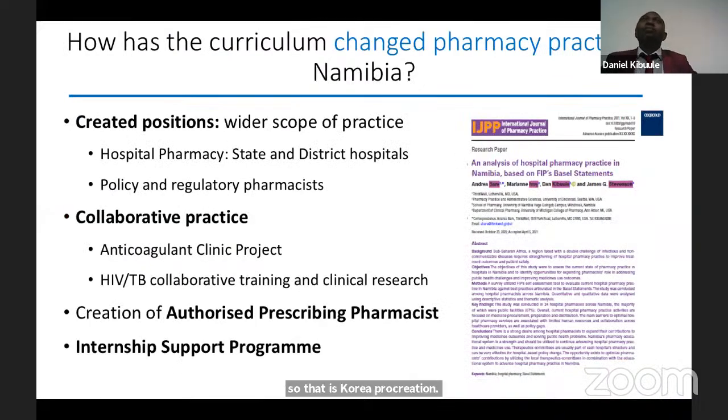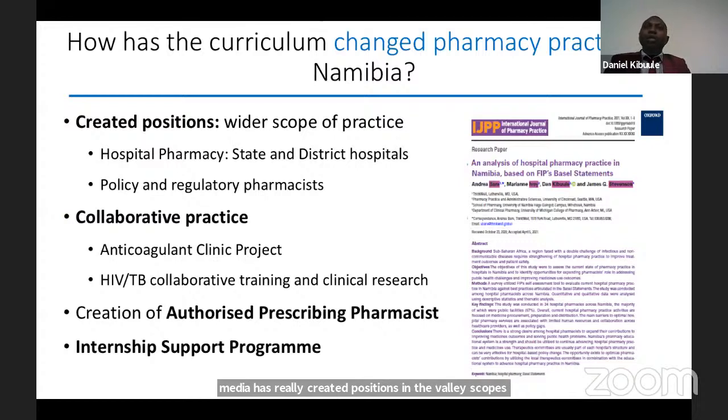How has the curriculum changed pharmacy practice in Namibia? So from inception, what we have noted is that the local training of pharmacists in Namibia has really created positions in the varied scopes of practice.